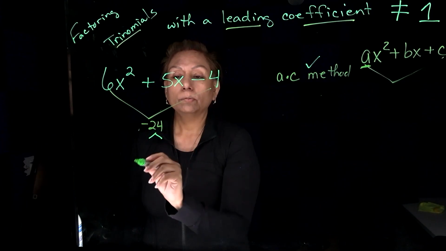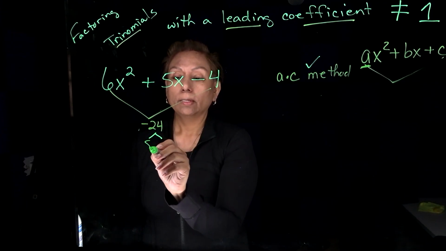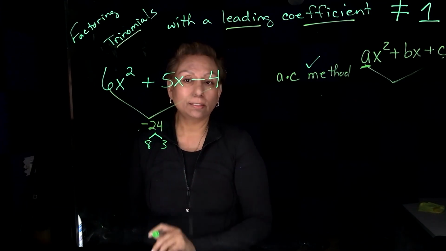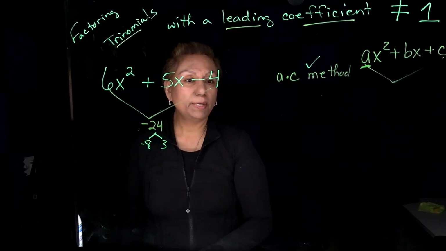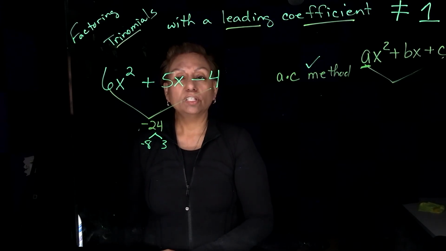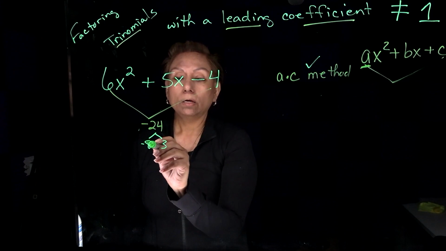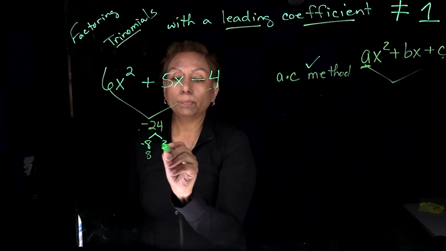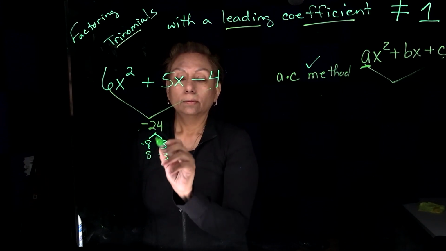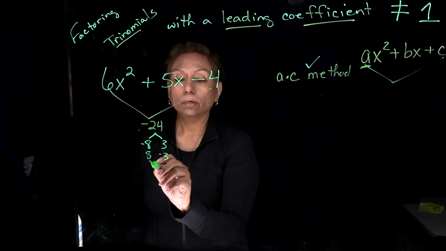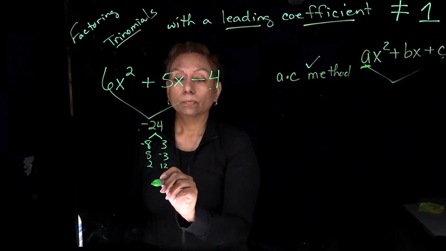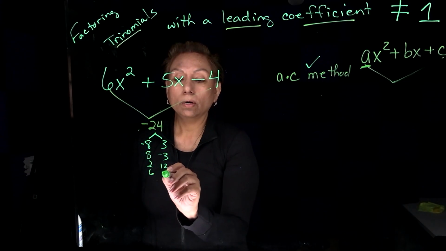Okay, what times what gives us negative 24? 8 times 3, but that's a positive. So one of these needs to be a negative. But here's the thing with negatives. It can also be a negative. I can flip the sign. Other factors of 24, 2 and 12, 6 and 4.